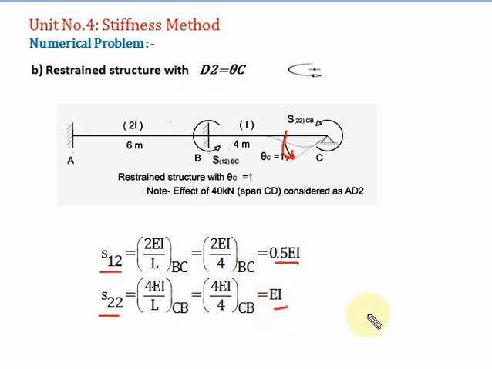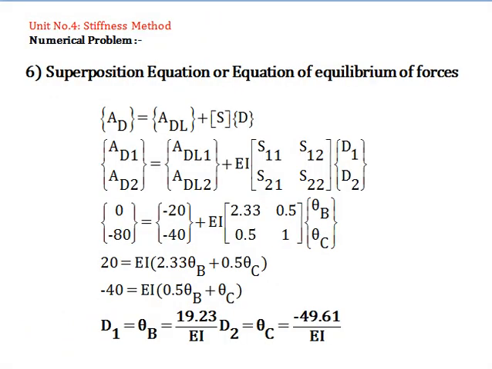One thing you have to remember: in S12, the first suffix is the unknown number, and the second is where the unit rotation is applied. After finding the stiffness matrix, the next thing we found was the unknowns, that is theta b and theta c. For that, the superposition equation, or the equation of equilibrium of forces, is AD equal to ADL plus S into D. As there are two unknowns, theta b and theta c, the value of AD will be AD1 and AD2.